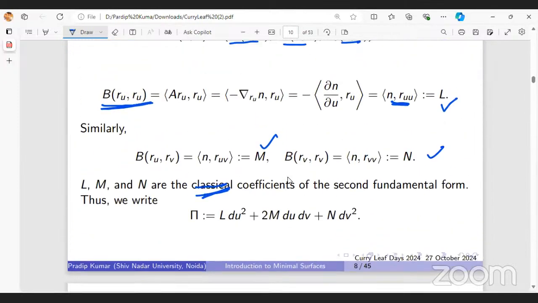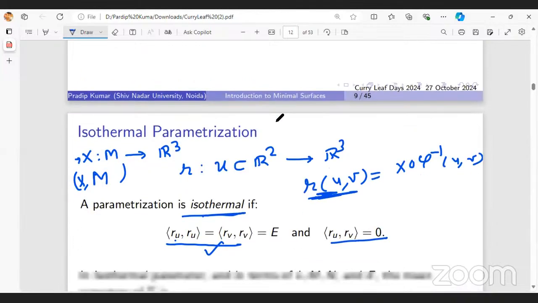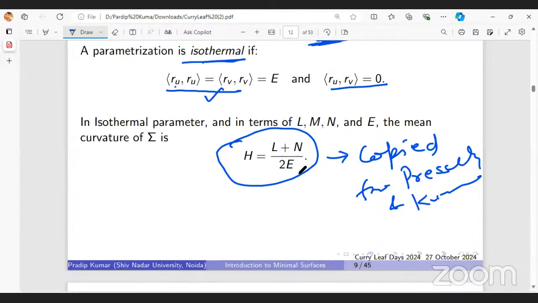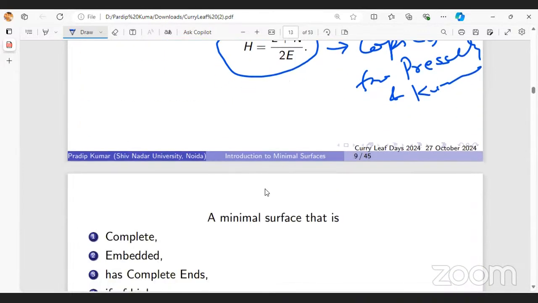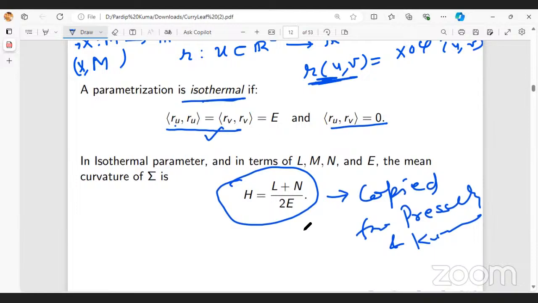How can I calculate L? L equals N dot RU. N I can calculate, and once I have L, M, and N, and E also I have. E is RU dot RU basically, and then it turns out that the mean curvature is 0. Mean curvature is this, and then minimal immersion. What is the minimal surface? Minimal surface, like I told you, is this pair x comma m, such that for each p, HP is 0. HP is 0 means what? For some R which is isothermal. If you can get isothermal, then this is 0.